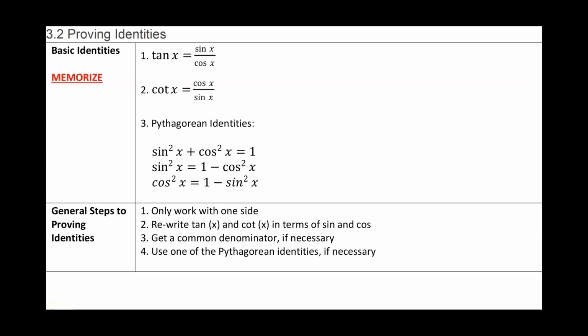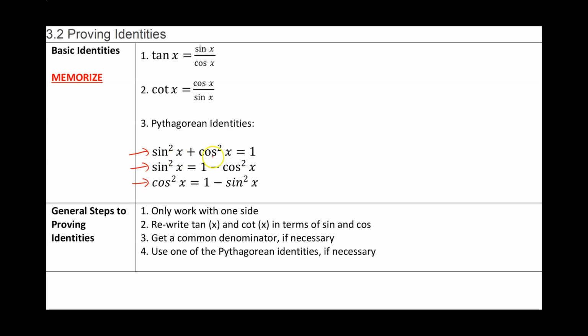In 3.2, we are going to talk about proving trigonometric identities. The main three things we're going to be using is that tangent is sine over cosine, cotangent is the reciprocal, so it's cos over sine, and then we're going to be using these Pythagorean identities, which you have to memorize.